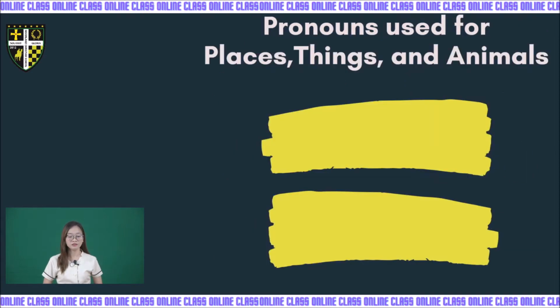Okay, next. So these are the pronouns used for places, things, and animals. The first one is it. The second one is they. So again, kids, these are the pronouns used for places, things, and animals only.